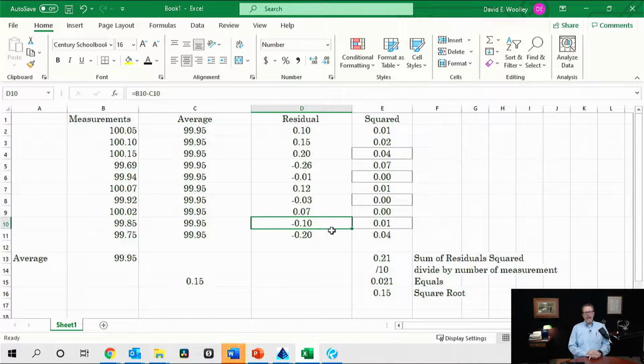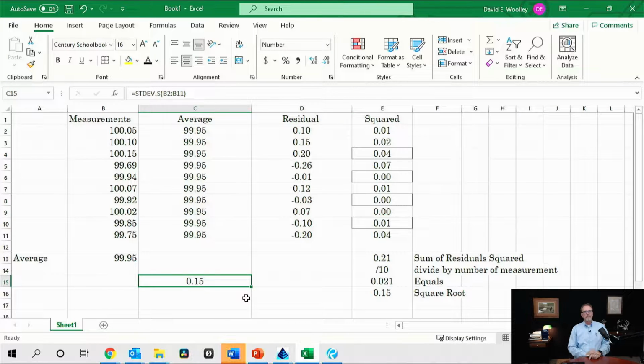That is the math. Now, to check ourselves, just here in Excel, you'll see the formula up there for standard deviation, and the standard deviation of those measurements is 1500ths. This is the longhand. Don't write this down. You don't need to know it. It's just to give you a better sense of what a least square adjustment does.